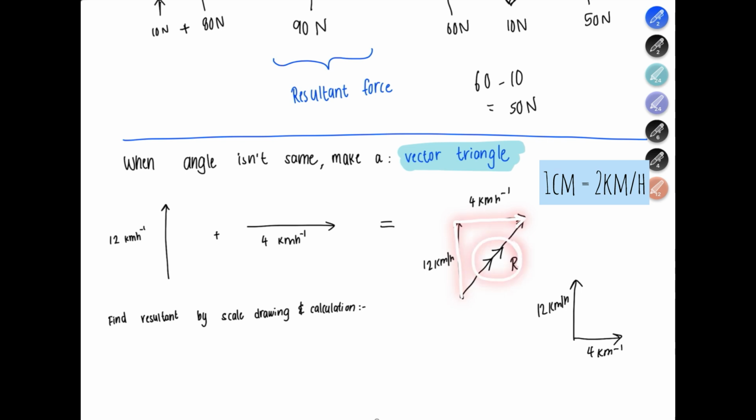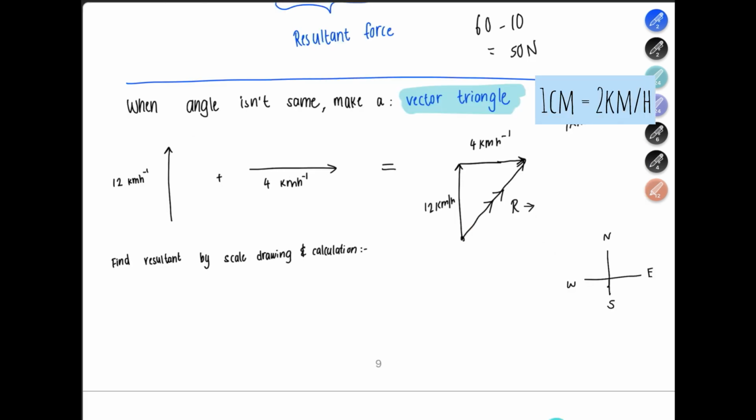And what about the resultant force? The resultant force is from the starting point to the end. The arrow for the resultant should not follow the same direction around the triangle like the others. It should go from the starting point here to here, and this is how you should draw your arrows. Now to find the resultant velocity, you can simply use a ruler to measure this. This resultant velocity is 12.6 kilometers per hour.